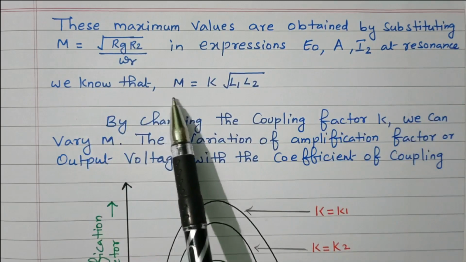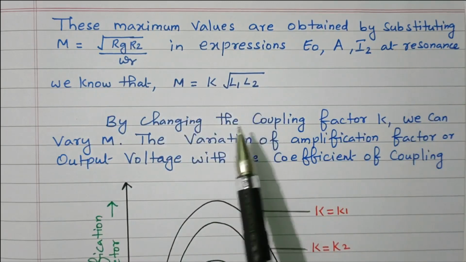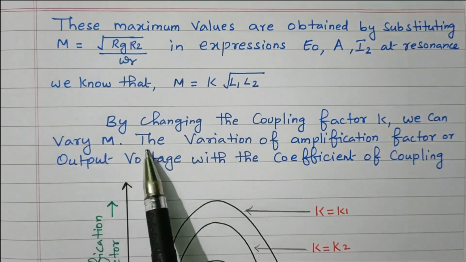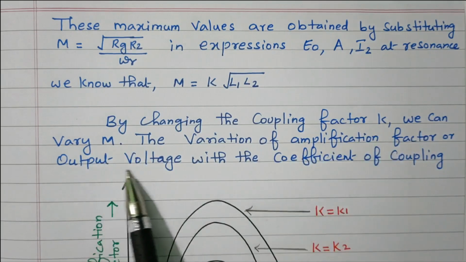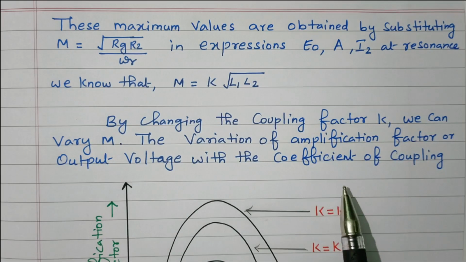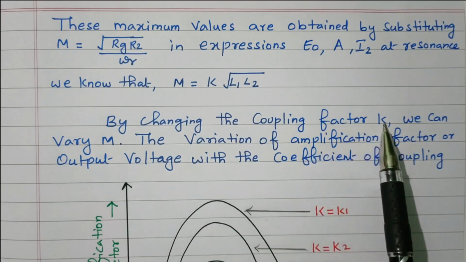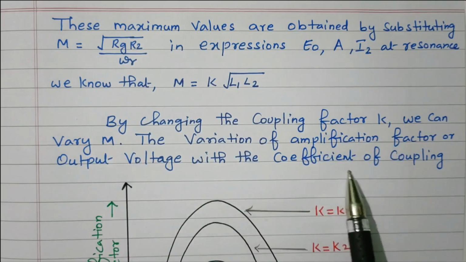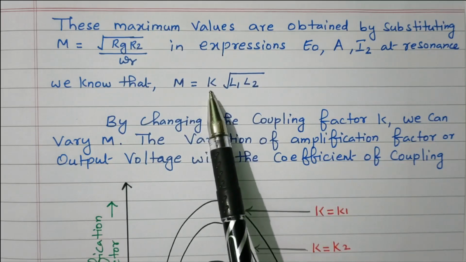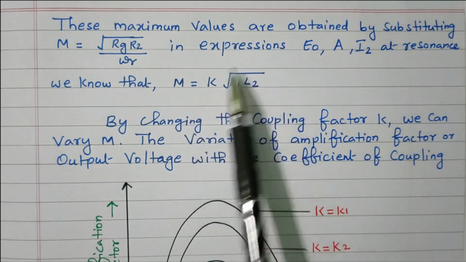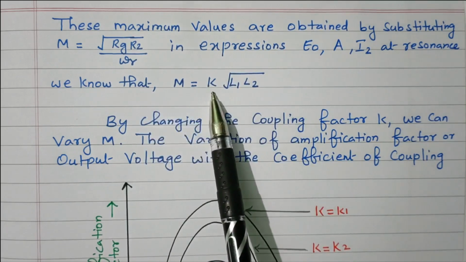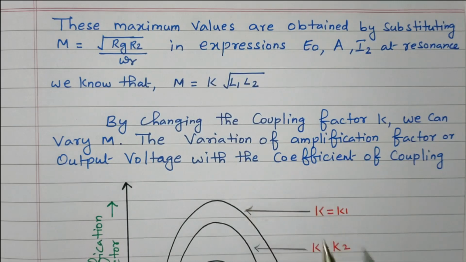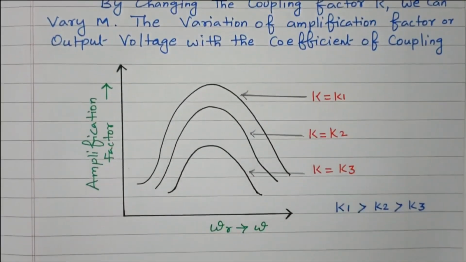So we know that M equal to k square root of L1 L2. By changing the coupling factor K, we can vary the M. This is the variation of amplification factor or output voltage with the coefficient of coupling. So by changing the K, we can change the M value. So this variation can be done by changing the coefficient of coupling, this K value. These three are based on the M, but M is based on the K value. So by changing the K value, we can vary the amplification factor with the coefficient of coupling. So based on that, the graph is available.